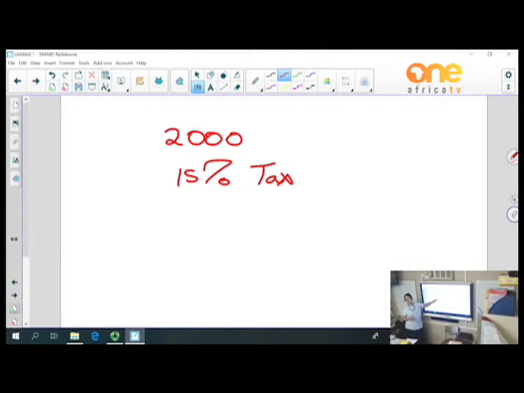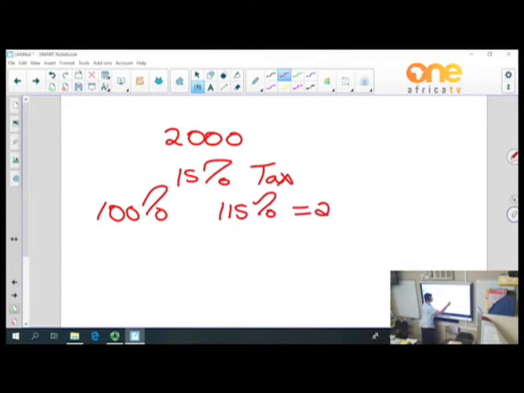You cannot say that this is 15% of 2,000 because it was 15% of something else. It's 15% of something we don't know. So what we do in a case like this is we start off with 100%. If it is a sale or tax, we're going to add this. So you start with 100%, and there was an increase of 15%, so I'm going to say that 115% is equal to that 2,000.